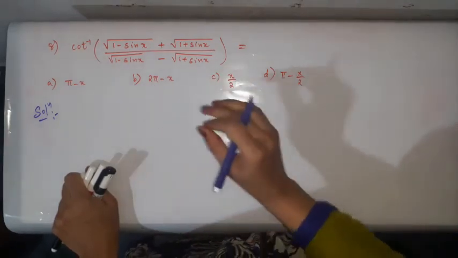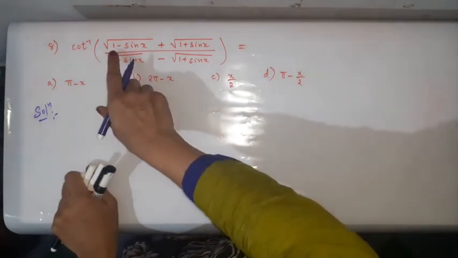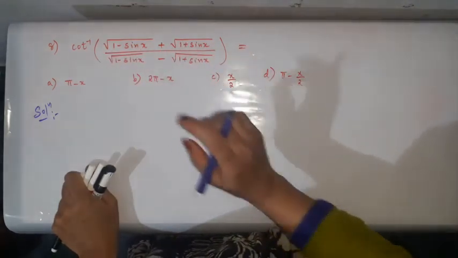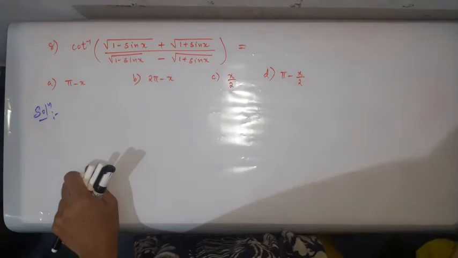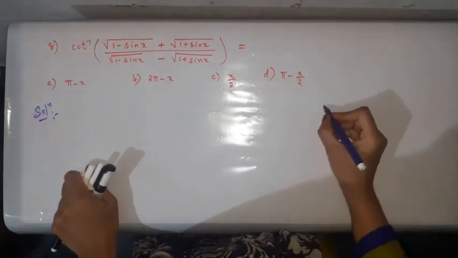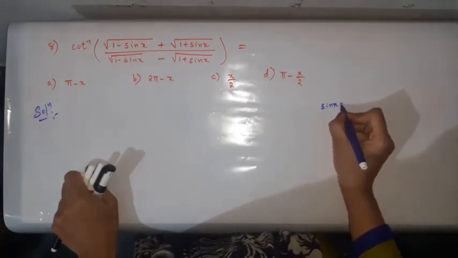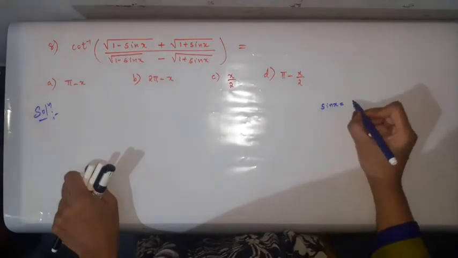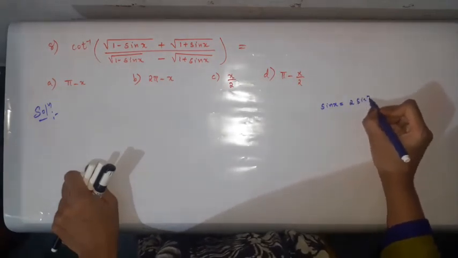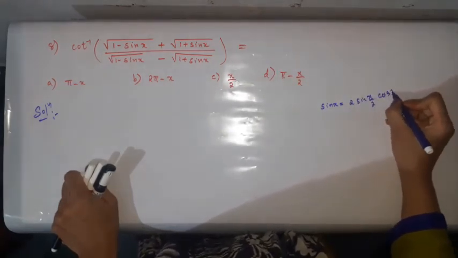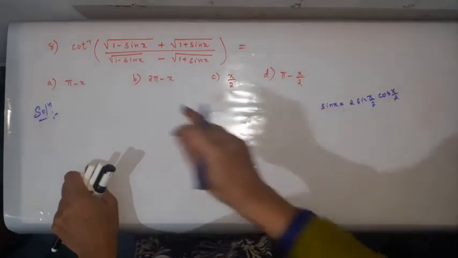Whenever you come across root of 1 minus sin x, root of 1 plus sin x, you need to remember two important things here. What is sine of x in terms of half angle formula? It will be definitely 2 times sine x by 2 into cos x by 2. Similarly, what should be 1?